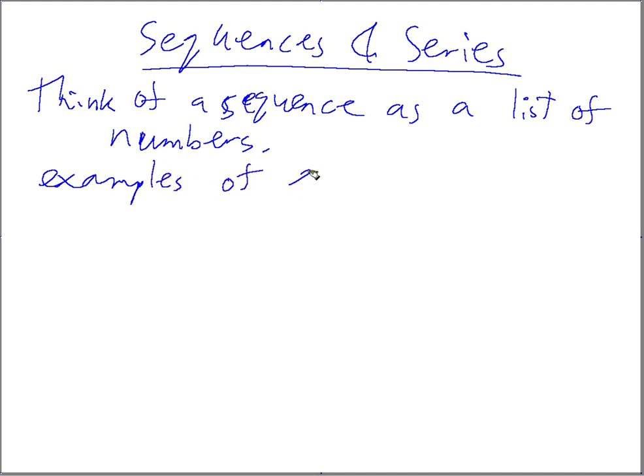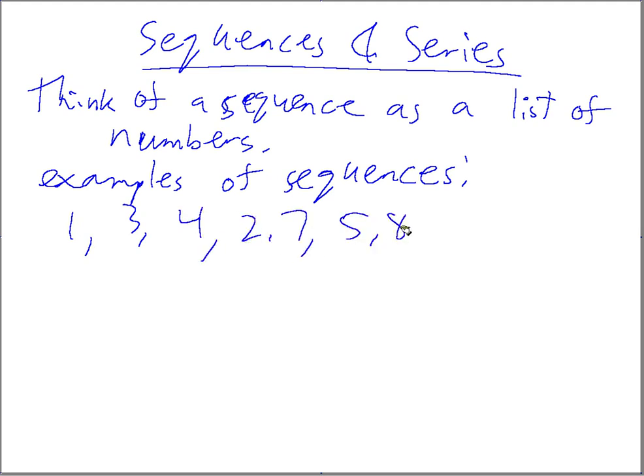Examples of sequences. Again, sequences are just nothing more than a list of numbers. Keep that in mind. So, for example, here's a finite sequence: 1, 3, 4, 2.7, 5.8. Right. So here's a sequence of 5 numbers, or 5 terms. So this is finite. It comes to an end at just 5 numbers. Finite sequence of 5 terms, 5 numbers.